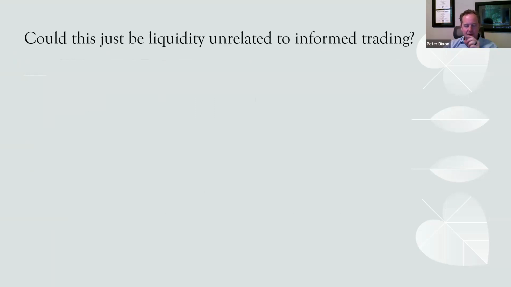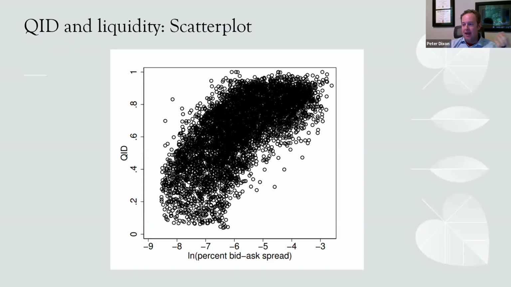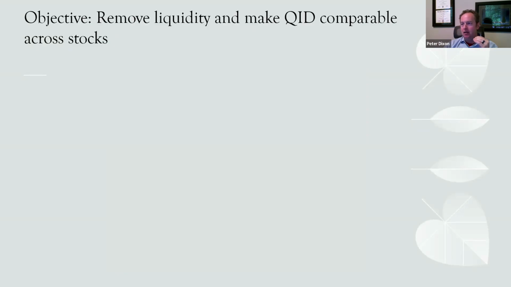But before we can get from quid to a usable measure of informed trading, we have to ask a couple of questions. Run length is mechanically related to spread. So is quid just capturing liquidity, and are we just back in Pinbrook? And the answer is yes, quid and liquidity are really strongly correlated. So what we're going to do is modify quid to remove liquidity and then make it standardized so it's comparable across stocks.